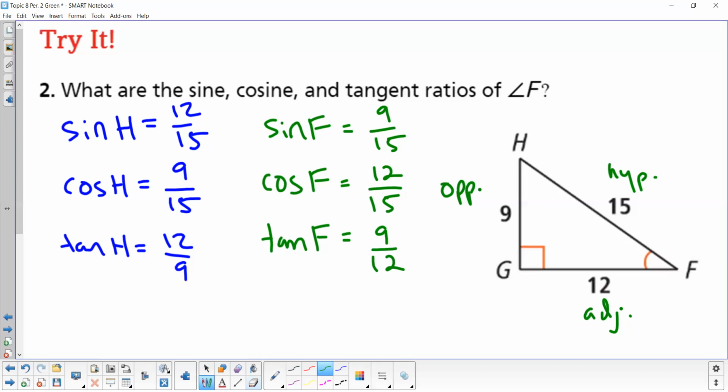And look what happened. Sine of H is 12 over 15. Was anything else also 12 over 15? Cosine of F, right? In other words, cosine of the angle that adds up to 90 with H. Here's one thing we can do on our calculators that'll be kind of fun. Type in sine of 40.